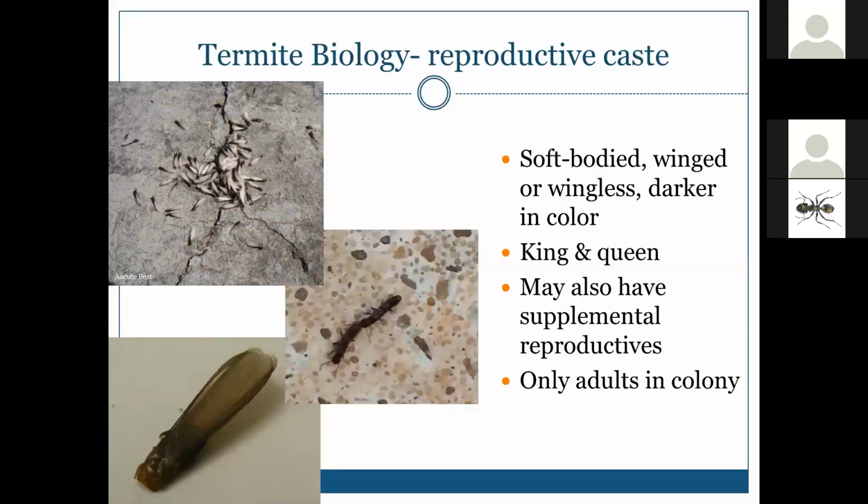The reproductive caste is, again, going to be soft-bodied. They may or may not have wings, depending on whether you're seeing primary reproductives or supplementary reproductives, or what stage they're in during the whole swarming period. These are generally going to be darker in color. They're usually not a whitish color. Usually they are more of a tannish brown, to even black sometimes. There are going to be kings and queens, and these are generally the adults in the colony. They're the ones that are able to reproduce and produce offspring.